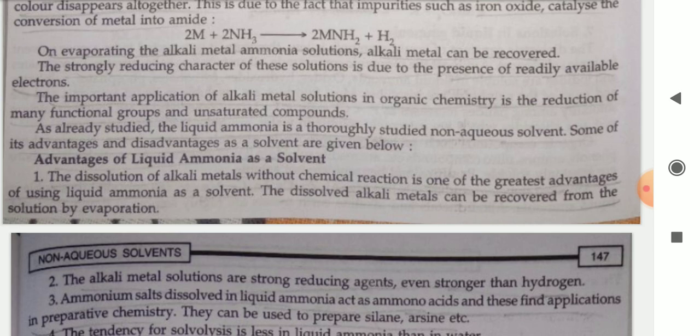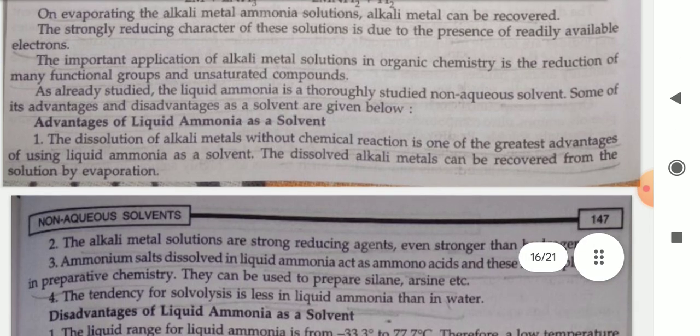Second, the alkali metal solutions are strong reducing agents, even stronger than hydrogen. Third, ammonium salts dissolved in liquid ammonia act as acids, and these find application in preparative chemistry. They can be used for preparing arsine, etc. Fourth, the tendency of solvolysis is less in liquid ammonia than in water.